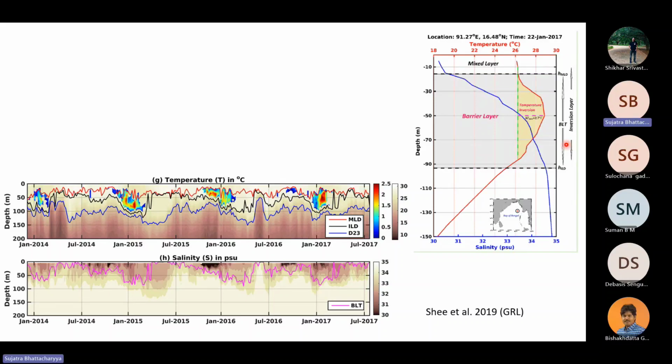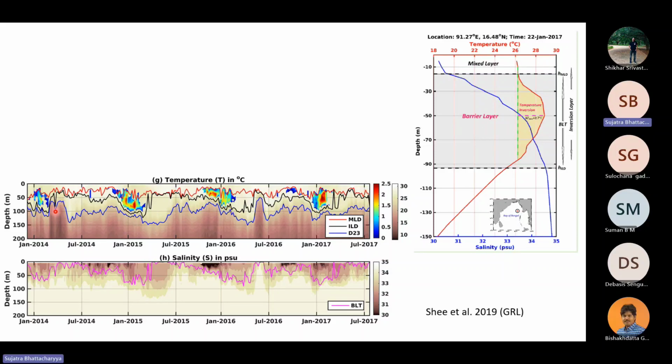This is a profile at one time, and here is the same Argo float, but it has been tracked over 3 years. You can clearly see 3 depths being plotted. One is the mixed layer depth in red. Another is the isothermal layer depth, which is the depth at which the surface temperature equals the temperature at some particular depth, which includes this thermal inversion as well. And the mixed layer depth will be only till where both temperature and salinity are almost homogeneous.